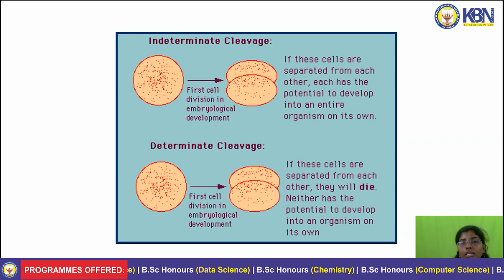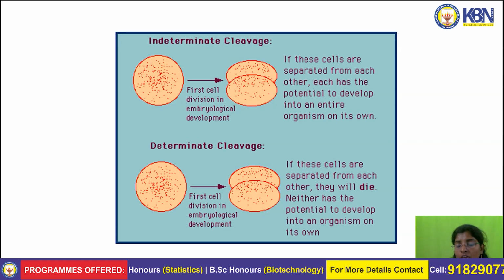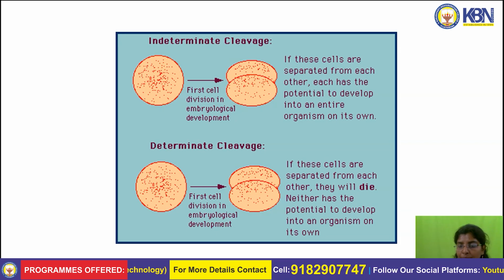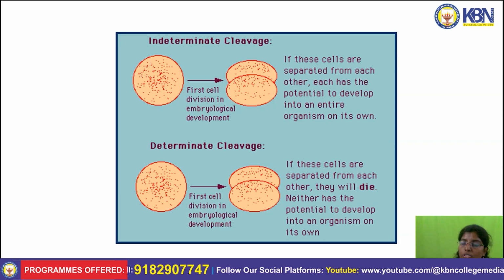Next, there are two types of cleavages called indeterminate cleavage and determinate cleavage. In indeterminate cleavage, if these cells are separated from each other, each has the potential to develop into an entire organism on its own. But in determinate cleavage, if these cells are separated from each other, they will die. They do not have any potential to develop into a new organism on their own.